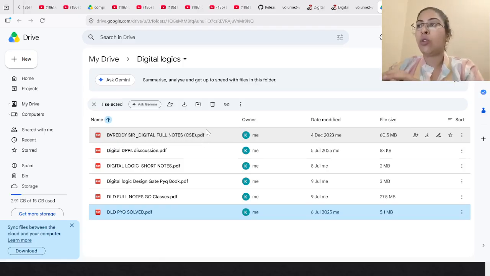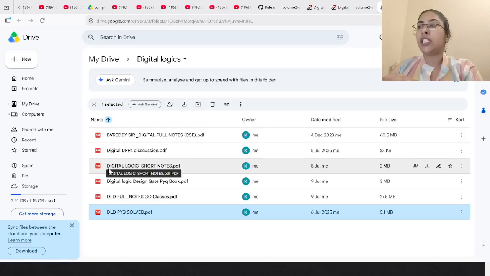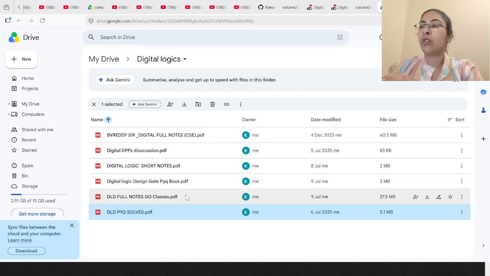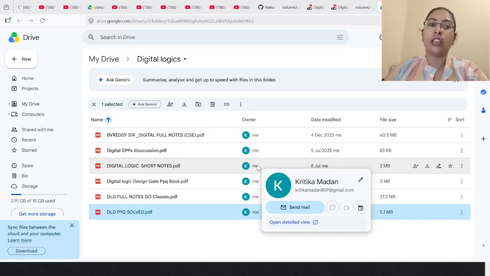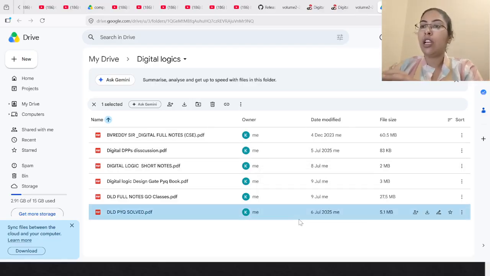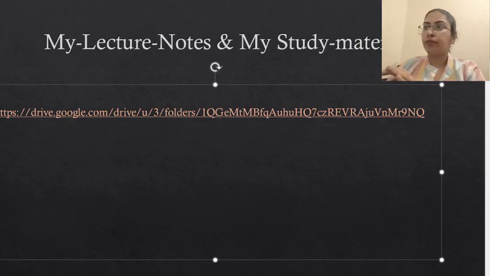Digital logic full notes, digital DPP discussions, practice questions, digital logic short notes, digital logic GATE PYQ books, digital logic full notes by GO Classes, DLD PYQ Sold. So everything of the digital logic I have arranged in one drive, okay, at one place. So this way this drive is useful.